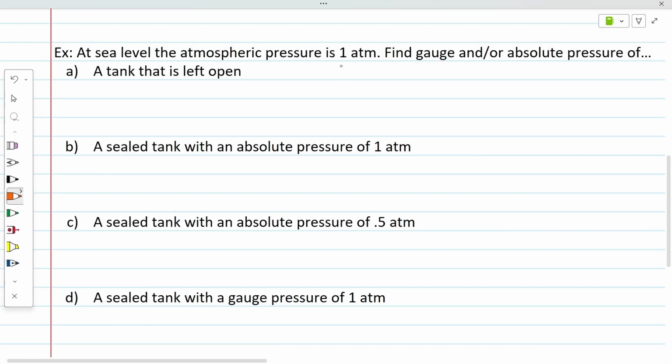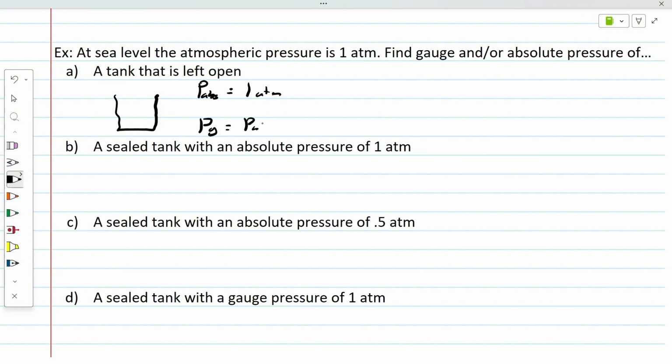So we see at sea level the atmospheric pressure is 1 atm. Find the gauge and or absolute pressure of these scenarios. So first we have a tank that's left open. So in this case we just have a tank and it's open to the air. So the absolute pressure is just going to be what's felt everywhere, which is the atmospheric pressure, which in this case is 1 atm. And so the gauge pressure, we don't have anything in this container, it's only felt the atmosphere, and we can also write the gauge pressure as the absolute pressure minus the atmospheric pressure, which in this case is 1 atm minus 1 atm, which equals 0. And so since there's nothing new, the gauge pressure will simply be 0.